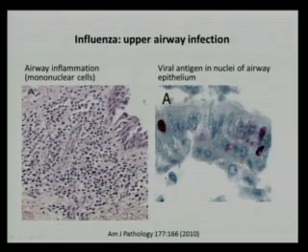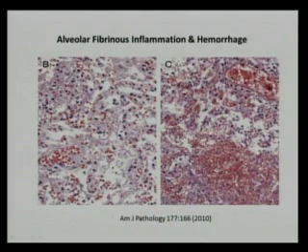So on the left, we're just seeing inflammatory cells within the area below the basement membrane, the respiratory epithelium. The dark areas here represent viral particles with an immunostain. This is from the swine flu epidemic in 2009.